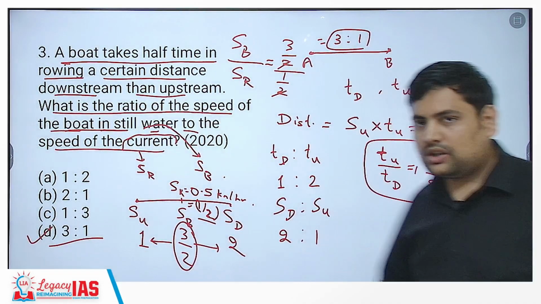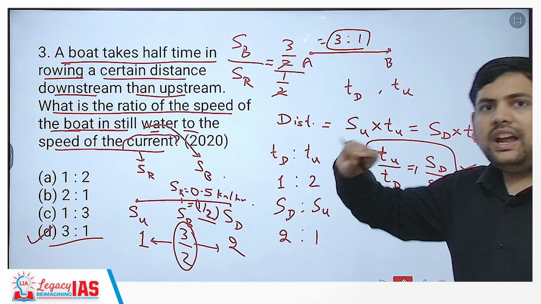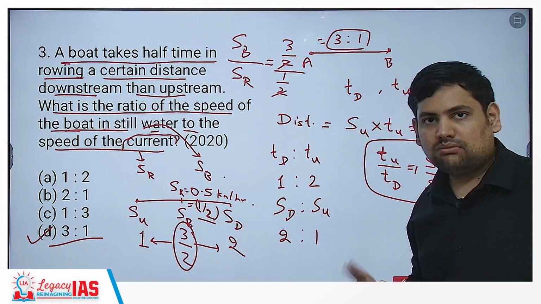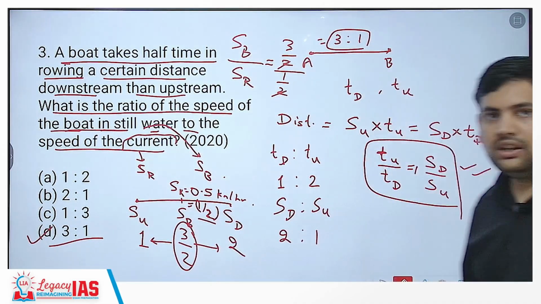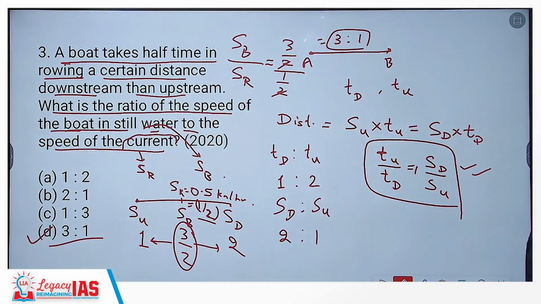Simple. What you have to do, only remember this diagram and what does speed upstream and downstream mean. Right in the middle will be speed of the boat. That's it. That's it for this class.